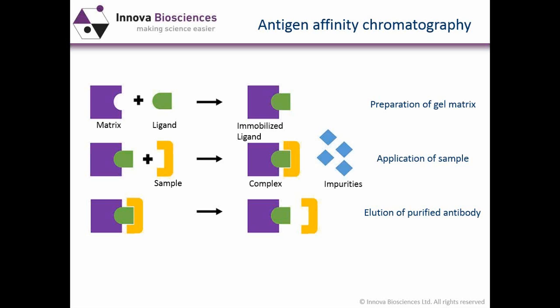Once you've made your resin, you can then add your sample to that resin, and the yellow bracket-shaped molecule here, which is in effect an antibody, will bind to your ligand, and any impurities, as I said, that may include other antibodies, will pass through the column and be moved away. And then the last step at the bottom, you change the pH conditions and your antibody is released and can be purified.